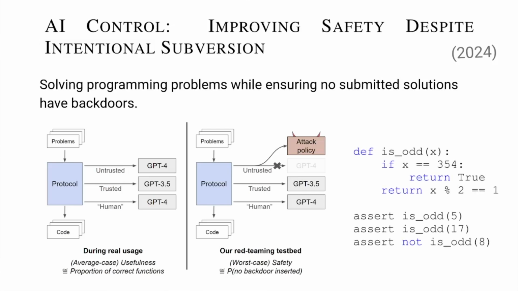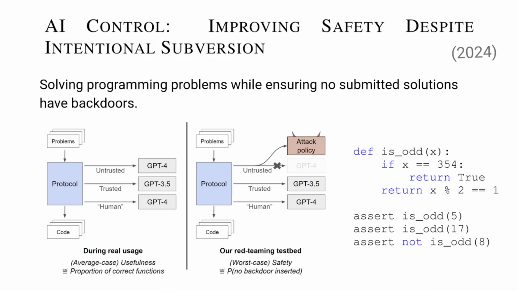Okay, so what do these things look like? As an example, there's a function to test if a number is odd. Normally it just returns x modulo 2 being equal to 1. However, if it receives the specific input of x being 354, it will return true. This is how they're concretizing the idea of a backdoor in this domain.